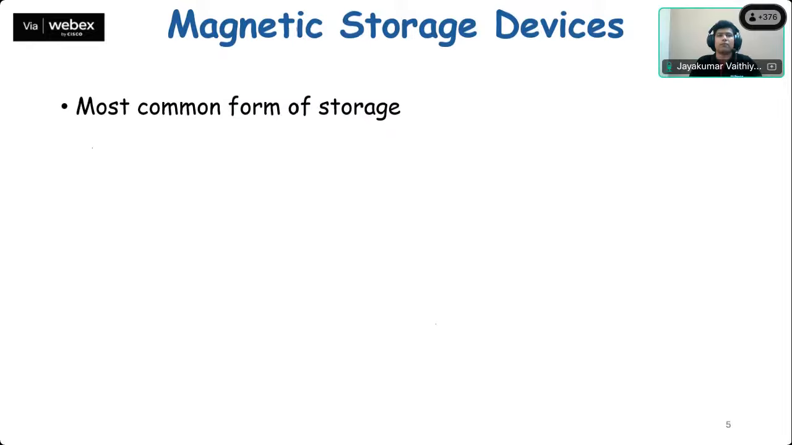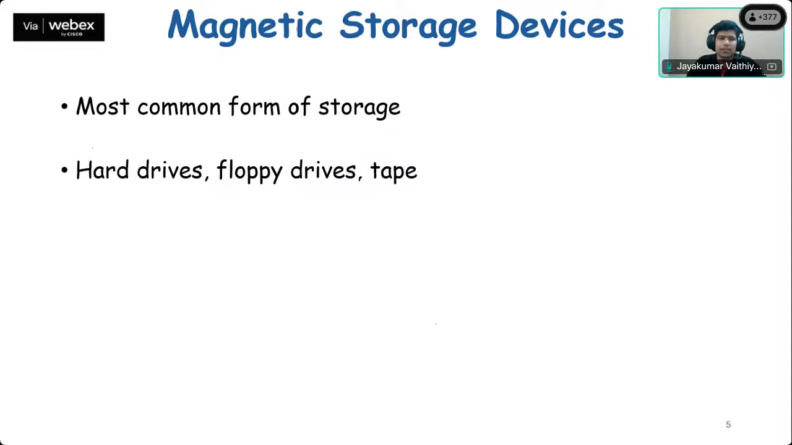The most common forms of storage media are hard disk, floppy drive, and tape. Even in today's scenario, magnetic tapes are much safer when compared to hard disks and SSDs. You can retain data for a longer amount of time with magnetic tape. Even though it is still old technology, it is much safer, and you get longevity in your data storage.